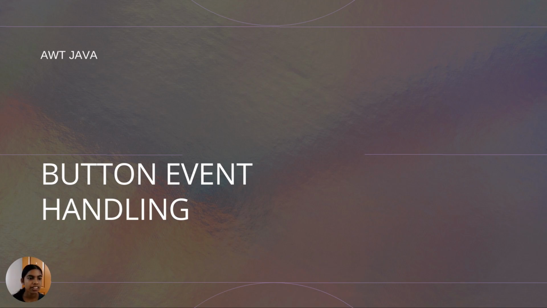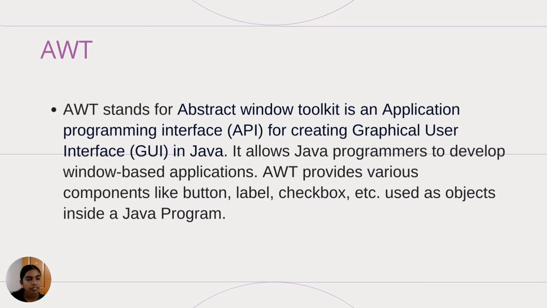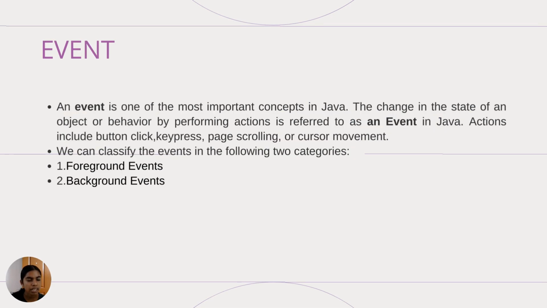Hi friends, today we are going to discuss button event handling in Java. First, we are going to look at what AWT is. AWT stands for Abstract Window Toolkit, which is an application program interface for creating graphical user interfaces in Java. It allows Java programmers to develop window-based applications. AWT provides various components like button, label, checkbox, etc. used as objects inside a Java program.